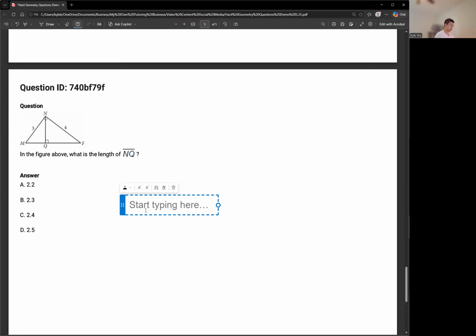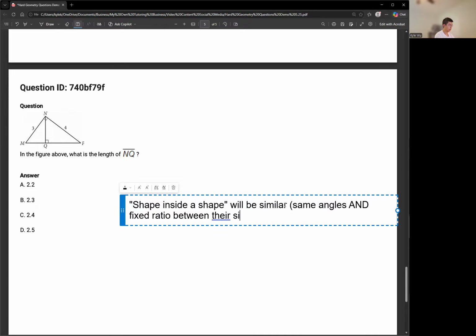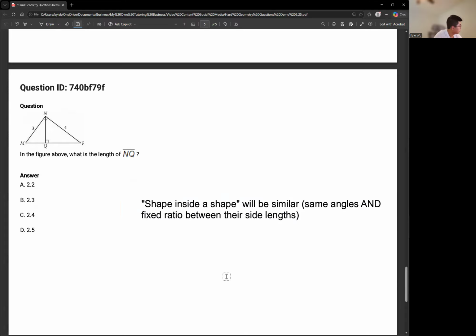for anything like this that you'll see on the SAT, I want you to remember this. Shape inside a shape will be similar. And real quick reminder on what it means for two shapes to be similar. It means they have the same exact angles and they have a fixed ratio between their side lengths. So how does that help us out here?